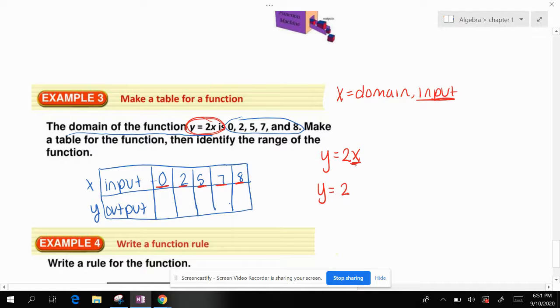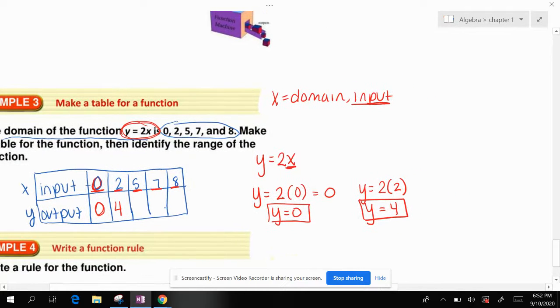y equals 2, and now I'm going to substitute x for 0, the first input, the first domain that they gave me. 2 times 0 is 0. So when I plug in 0, my output is 0. So right under this 0, I'm going to put my output as 0. Let's keep going. y equals 2 times, now I'm going to input the next domain, which is 2. y equals 2 times 2. Well, 2 times 2 is 4. So when my input is 2, my output is 4.